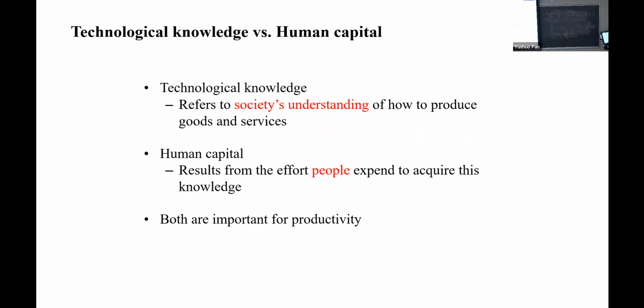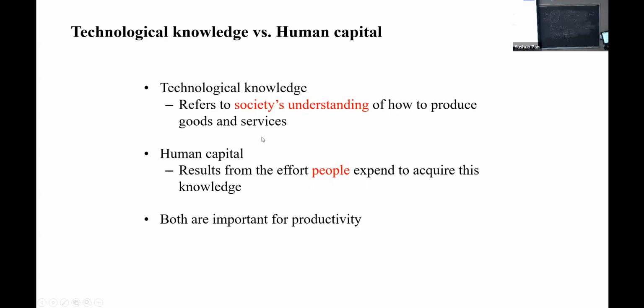But human capital is just for the individual part. It results from the effort people expend to acquire this knowledge. Although there is A over there, the technological knowledge, which you can learn, you can still choose not to learn it. Whether you are going to learn it and get the training is decided by every individual. So if one individual learns that, then the human capital for that specific individual will increase. That's the difference between technological knowledge and human capital.